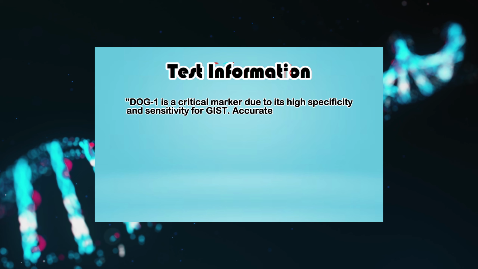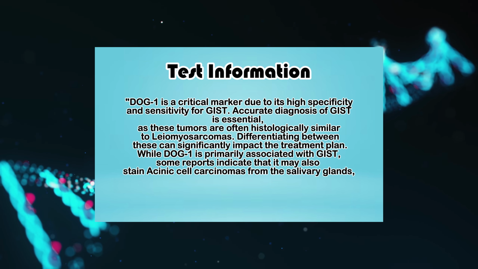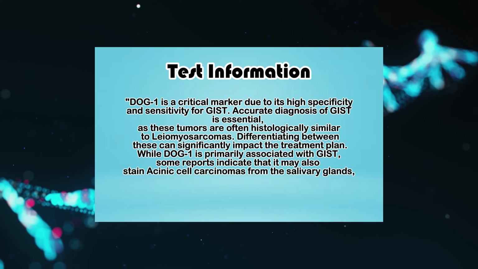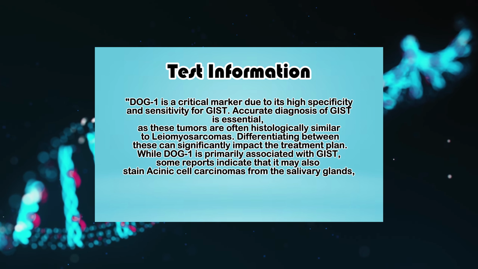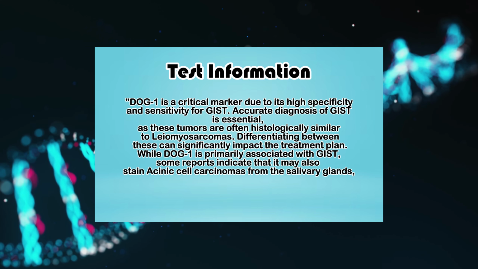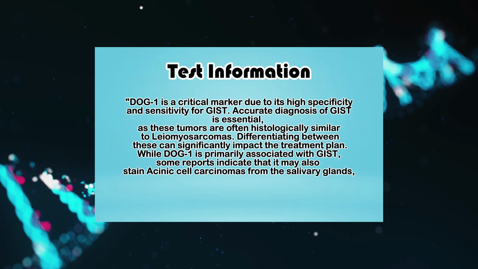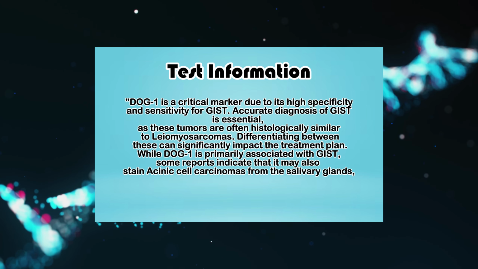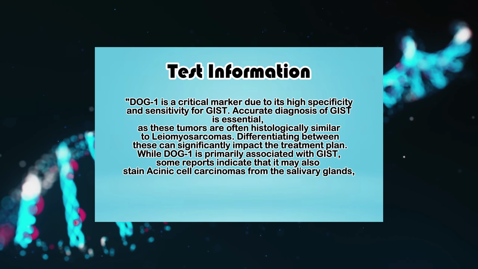Test information. DOG-1 is a critical marker due to its high specificity and sensitivity for GIST. Accurate diagnosis of GIST is essential, as these tumors are often histologically similar to Leiomyosarcomas. Differentiating between these can significantly impact the treatment plan. While DOG-1 is primarily associated with GIST, some reports indicate that it may also stain acinic cell carcinomas from the salivary glands.